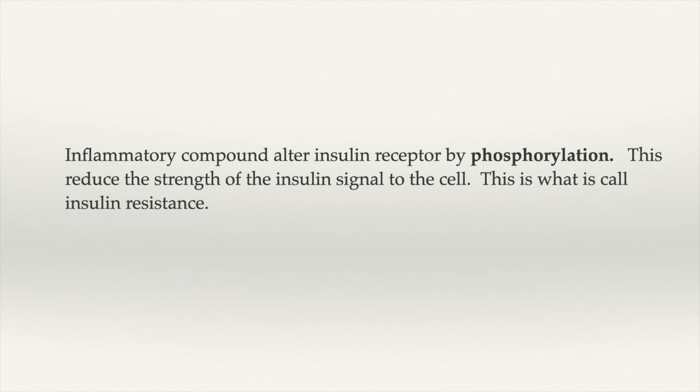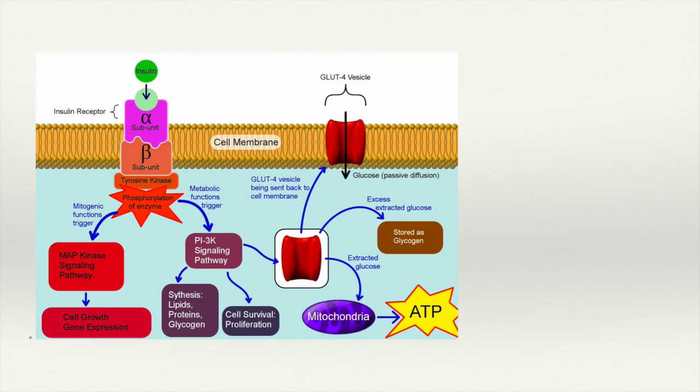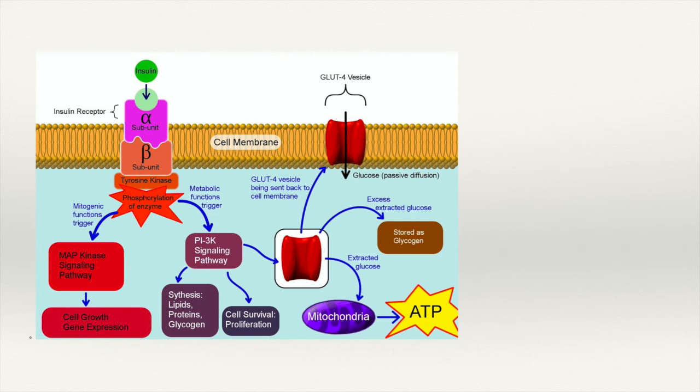Inflammatory compounds alter insulin receptors by what's called phosphorylation. This reduces the strength of the insulin signal to the cells. This is what is called insulin resistance, that is, reducing the strength of the signal. Here we see an example of a cell membrane. The phosphorylation is there depicted in red. That GLUT4 receptor is affected by insulin and can let the glucose in and out through the channel, regulating the blood sugar or glucose level.